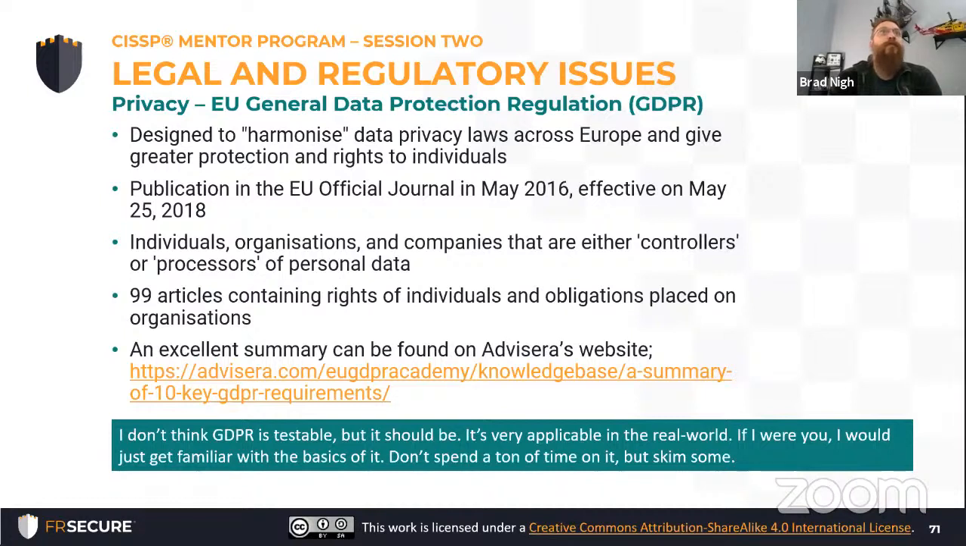When was it released? Effective May 25th, 2018. Understand the difference between controllers and processors. Controllers being the ones that own the data, processors being the ones that process that data. So you might have a business that is using a service to process that data, right? So your controller is the business, and the service they're using is the processor. And there are different rules and regulations around all those. 99 articles. I highly advise going to that link there and reading the summary. Again, I don't know if it's testable, but at this point I would be surprised if it isn't very shortly. So I would probably look at getting to know that a little bit more.